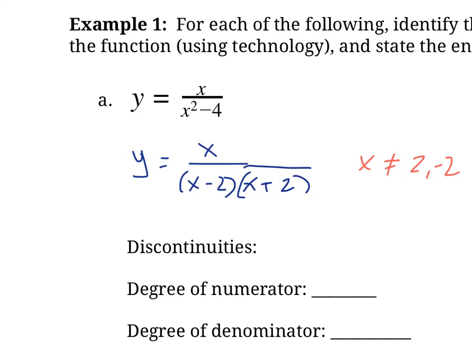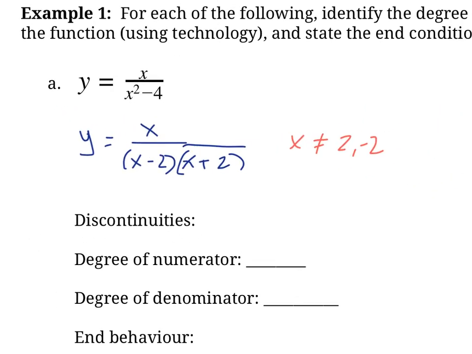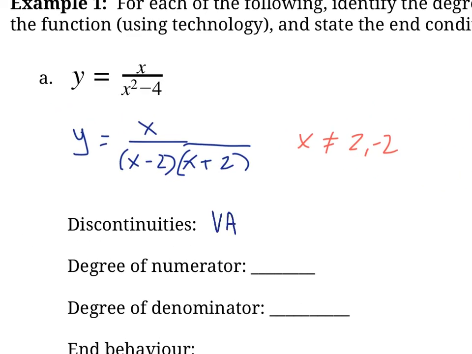Well, the question we ask ourselves is, did they cancel out, or are they there in the final answer? And the answer is they are there in the final answer. We didn't cancel out either of these things, so that means they're going to be vertical asymptotes, right? So the discontinuities we have are vertical asymptotes. I'll just write VA for vertical asymptotes at x equals 2 and negative 2, right? Those are our two vertical asymptotes.